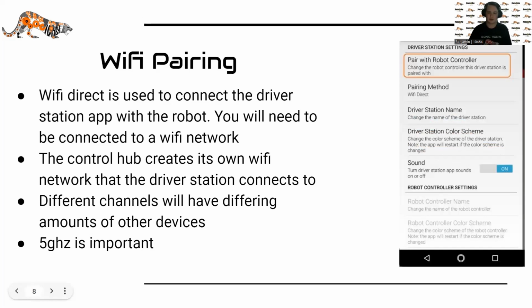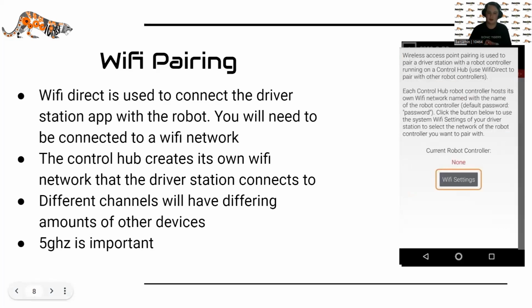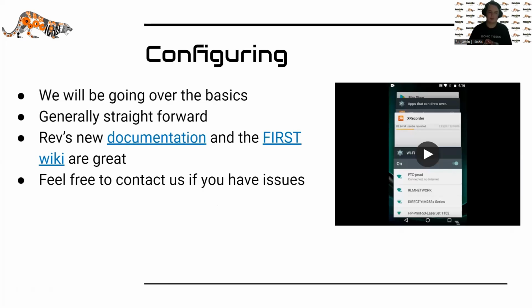So here's just a little, if you see on the image, how you press to connect, Wi-Fi settings. You just go to your settings and select Wi-Fi settings.